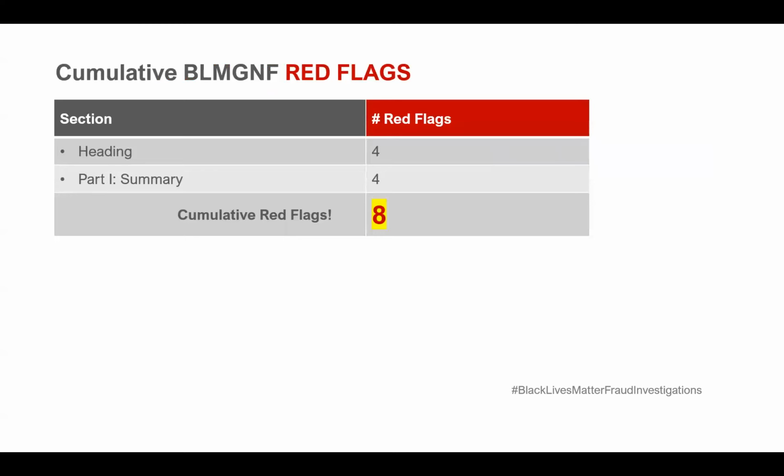The cumulative red flags so far is 8, because in the heading section we had 4 red flags, and in part 1 we have 4 red flags. So far there are 8 red flags, and we are on just page 1 of the Form 990 information return. The next thing we're going to talk about is part 2, the signature block.